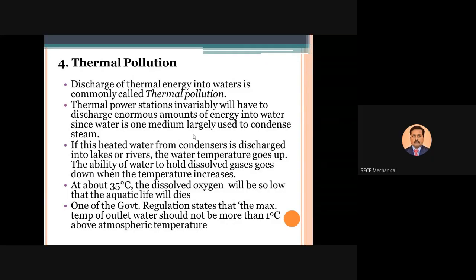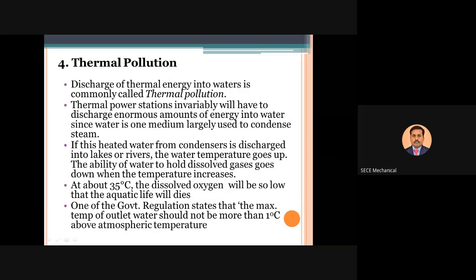Due to the condensation process, if the water temperature rises to 35 degrees Celsius, then definitely the dissolved oxygen will be low. Due to that, some aquatic life will die. That's why thermal pollution needs to be controlled.